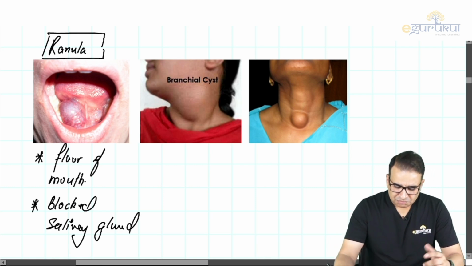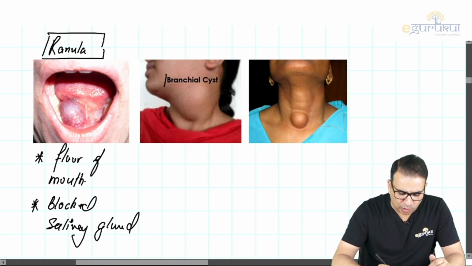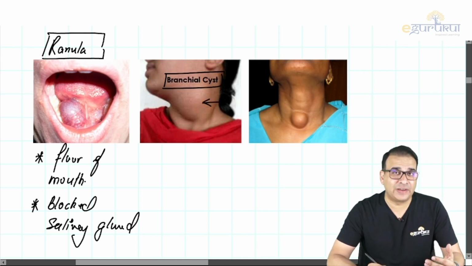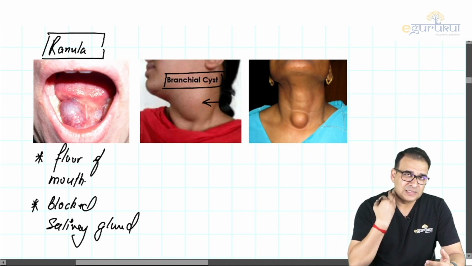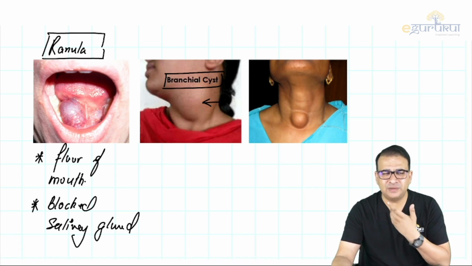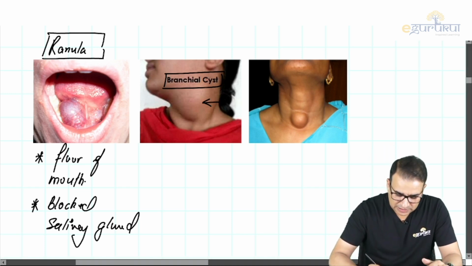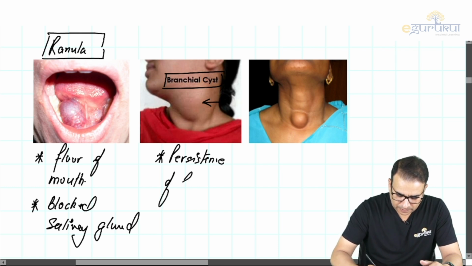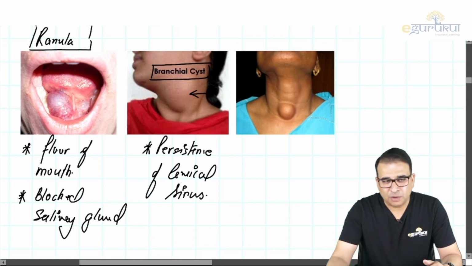Branchial cyst, guys. You all know about the branchial cyst. The branchial cyst is basically the persistent cervical sinus. If part of the cervical sinus persists, then you can see a swelling along the sternocleidomastoid, usually harmless. That is called a branchial cyst. So this branchial cyst is because of the persistence of the cervical sinus. Anyway, it's not a midline swelling.